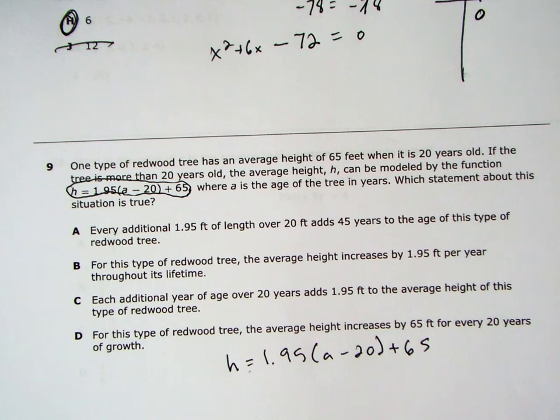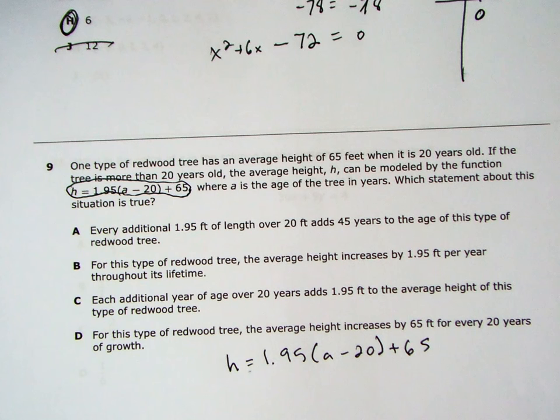Every additional 1.95 feet of length over 20 adds 45 years to the age. That's 45. It doesn't make sense. First of all, where's the 45? There's no 45 in there. Right? So it cannot be A. For this type of redwood, the average height increases by 1.95 per year throughout its lifetime. What happened to the 20? What happened to the 65? It didn't explain it thoroughly, right?